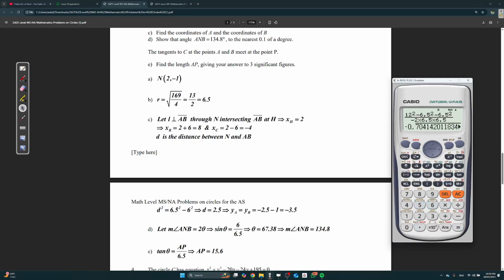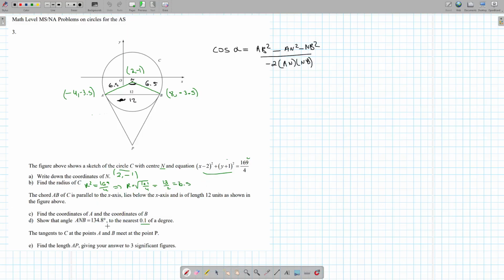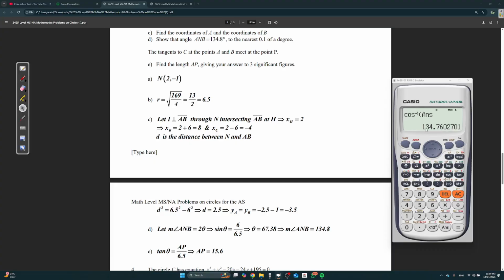You're going to get this. So cosine alpha is equal to this. So to find this answer, we do shift cosine. Oh, I'm on radians. Okay, go shift to degrees. Shift cosine, and I should get, there you go, 134.76 to the nearest 0.1. You're going to get alpha is equal to 134.8 degrees, right? If you round it.